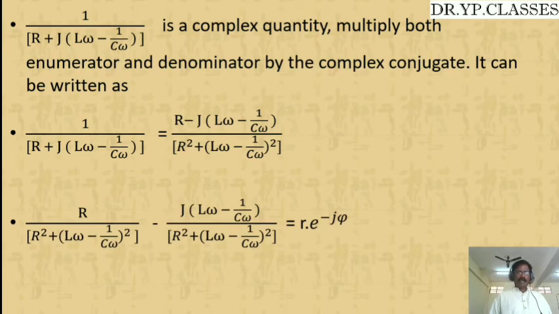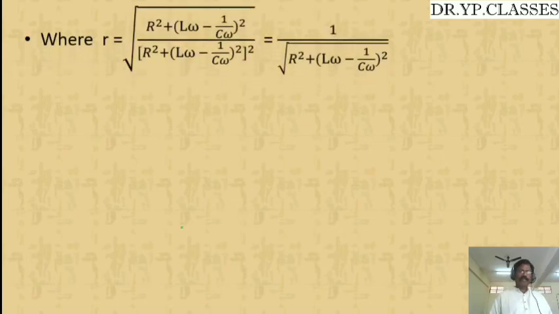Okay, now we can split this into two parts. One is r by r square plus L omega minus 1 over c omega square, minus of j into L omega minus 1 over c omega by r square plus L omega minus 1 over c omega whole square, which can be written as r into e to the power of minus j phi. Okay, where phi is the phase difference between the current and the voltage.